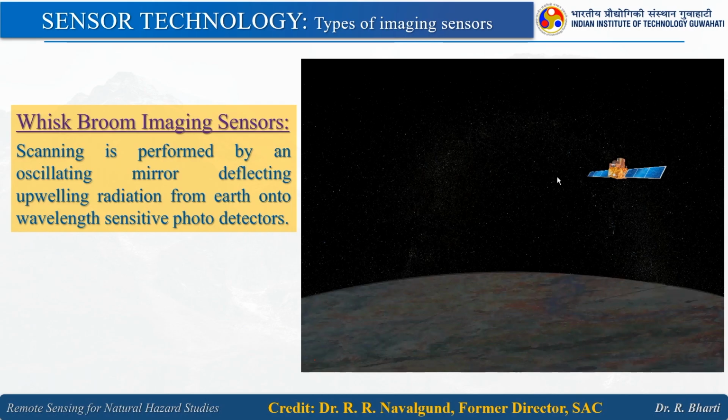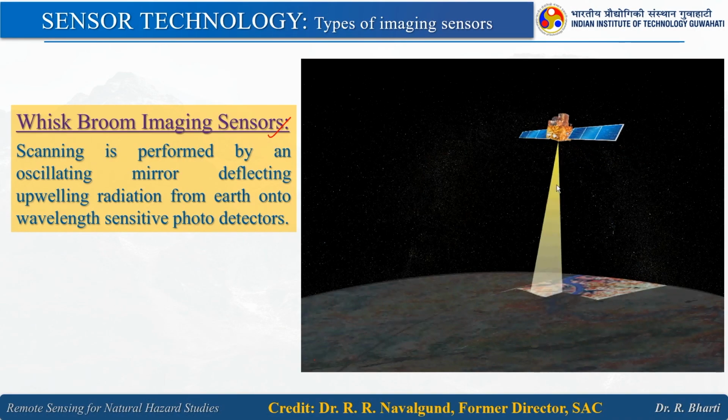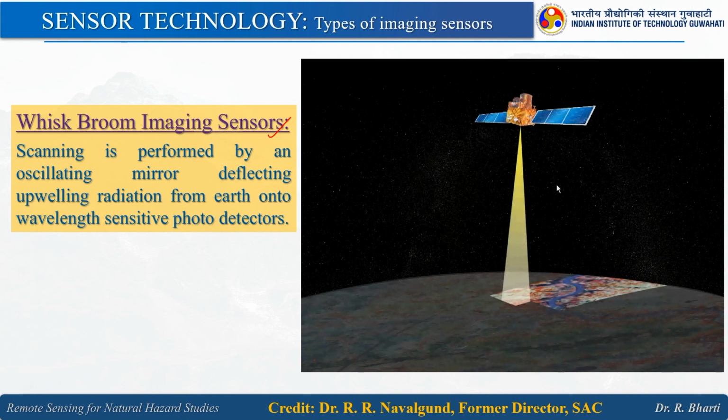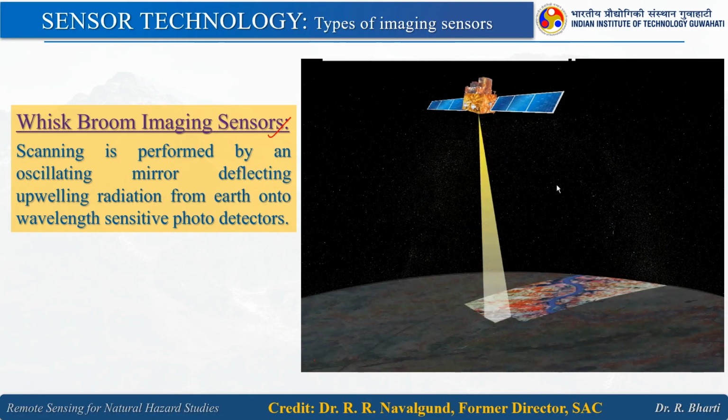The first one is the Whisk-broom imaging sensor. Scanning is performed by an oscillating mirror deflecting upwelling radiation from the earth onto wavelength sensitive photodetectors. I hope this video will help you understand what I mean by Whisk-broom. It is like how we sweep our floor, right? So, this is Whisk-broom.